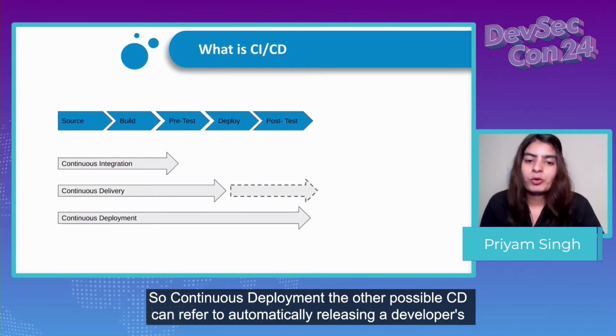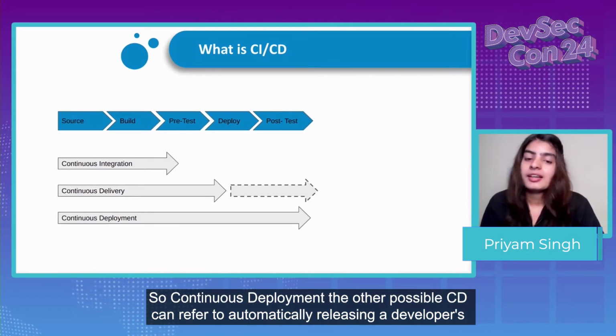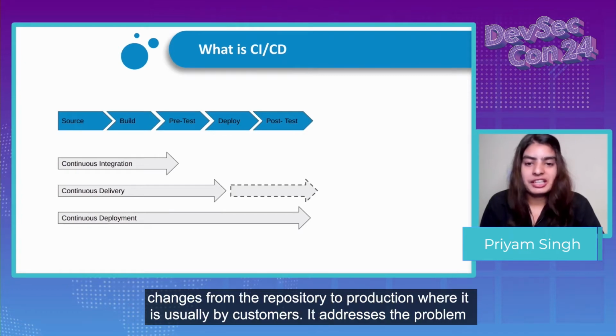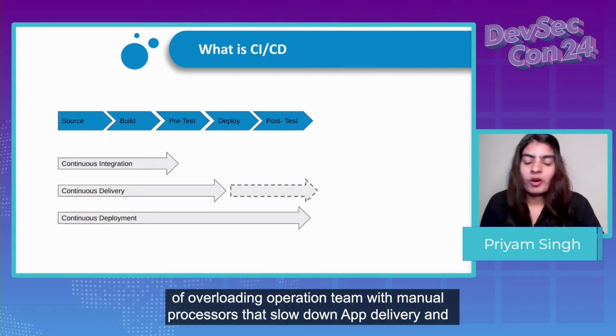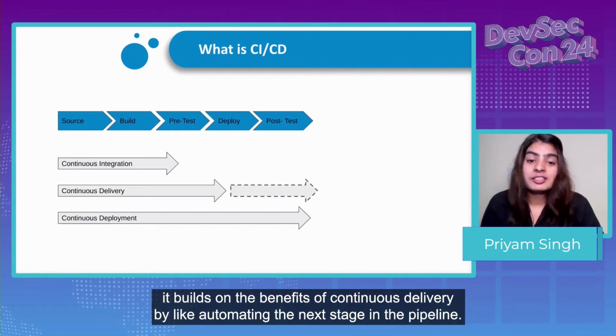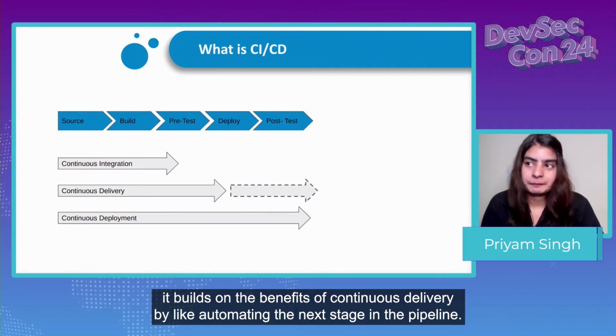Continuous deployment, the other possible meaning of CD, refers to automatically releasing a developer's changes from the repository to production, where it is usually used by customers. It addresses the problem of overloading the operations team with manual processes that slow down app delivery, and it builds on the benefits of continuous delivery by automating the next stage in the pipeline.